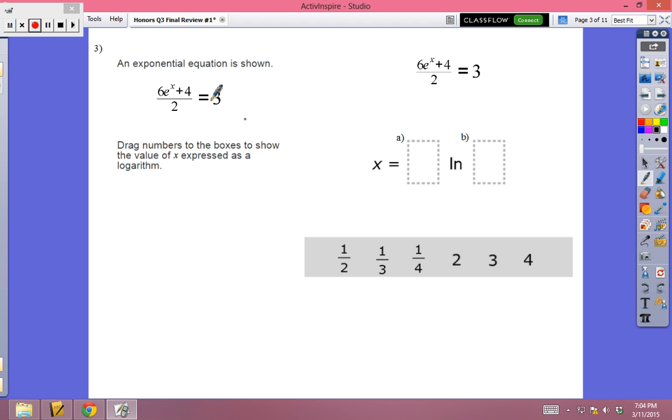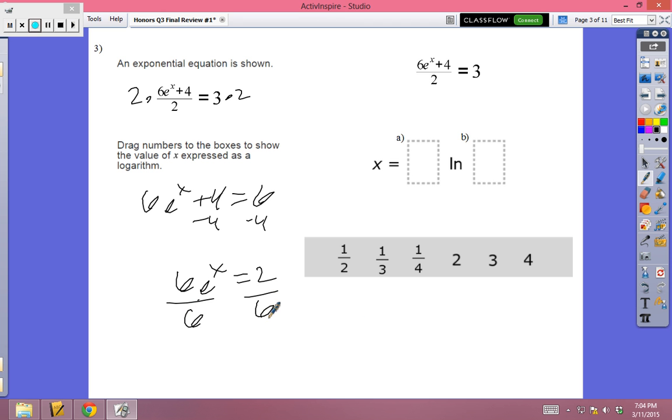Okay, number 3. Let's solve for x. So we've got to undo everything. Let's undo this divide by 2, so let's times by 2, times by 2. So we get 6e to the x plus 4 equals 6. Undo the plus 4: minus 4, minus 4, so 6e to the x equals 2. Undo the 6: divide 6, divide 6, so e to the x is 1/3.